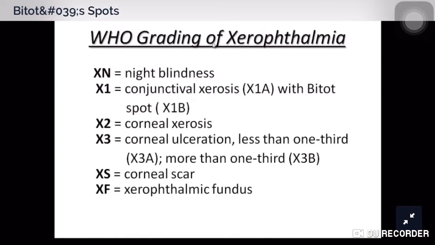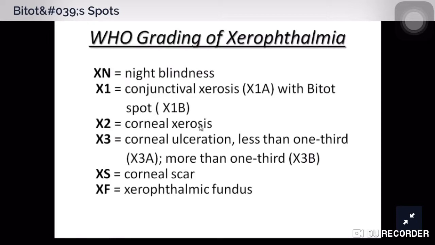Now let's see WHO grading of xerophthalmia. XN is night blindness. In fact, night blindness is the first symptom of vitamin A deficiency. X1 is divided into X1A and X1B. X1A is conjunctival xerosis, and when conjunctival xerosis is associated with Bitot spot, it is X1B.